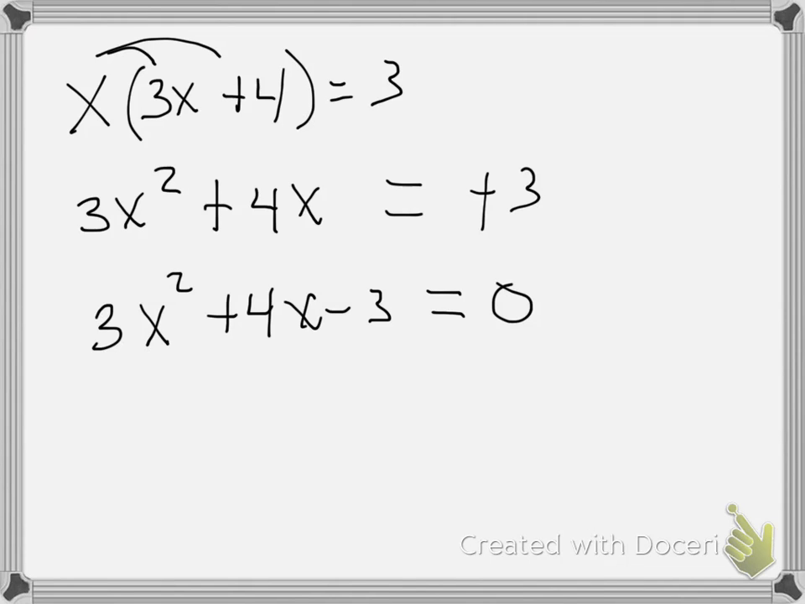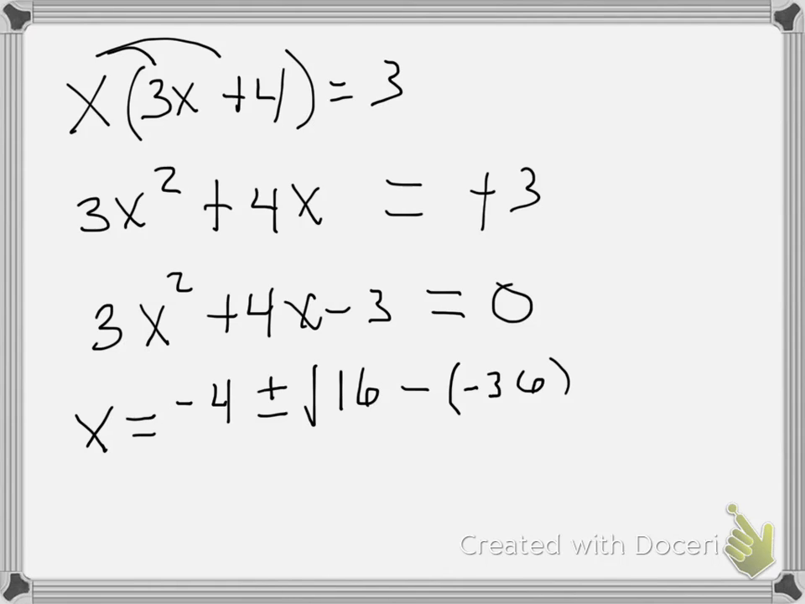3x squared plus 4x minus 3, that's not going to factor nicely. So, if it's me, I'm going right to the quadratic formula. So I get negative 4 plus or minus the square root of b squared, which is 16, minus 4ac, which is negative 36, and that's all over 2a, which here is 6.